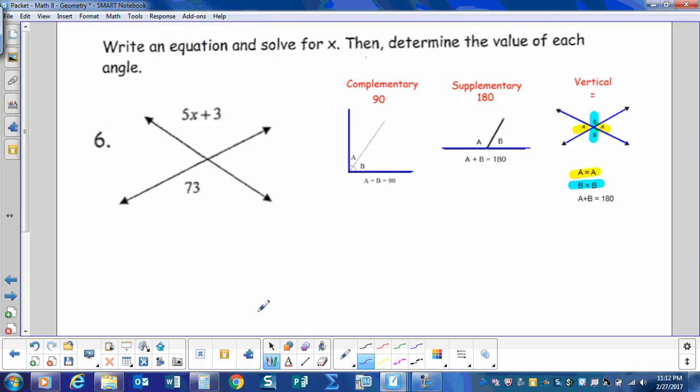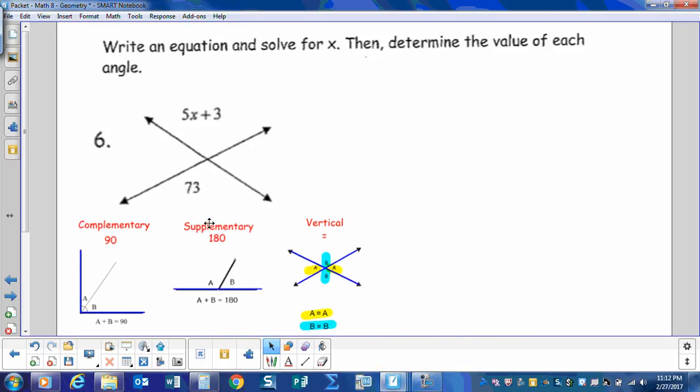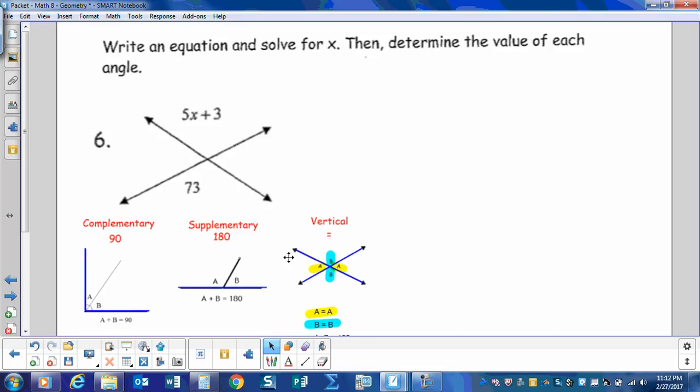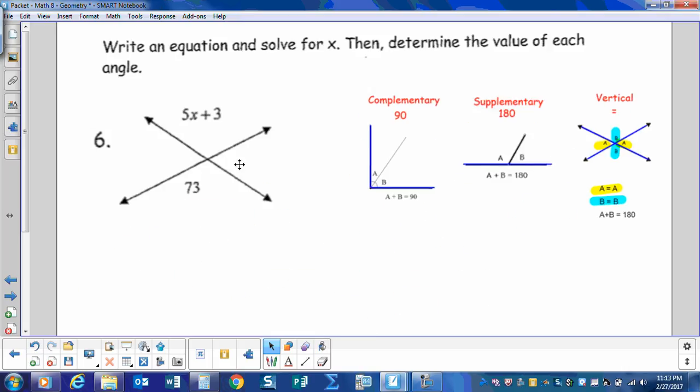And number 6, we're going to write an equation, solve for x, and then determine the value of each angle. So the first step is to determine the relationship of these two angles. Are they complementary? Are they supplementary? Or are they vertical? Well, this is an example of vertical angles, and we know that vertical angles are equal to each other. So 5x plus 3 is equal to 73.